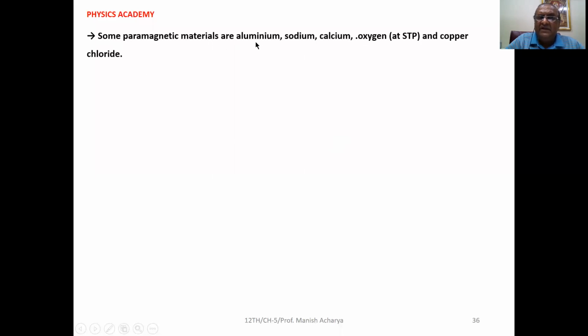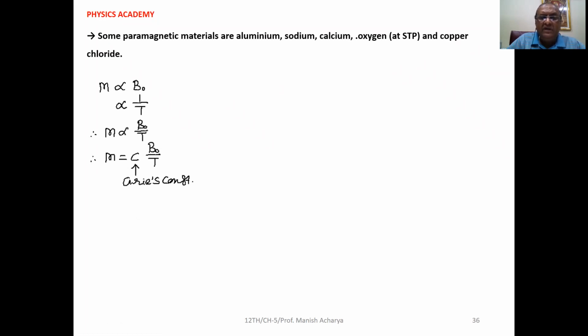Now, some paramagnetic materials are aluminium, sodium, calcium, oxygen at STP, and copper chloride. Now, experimentally, we can observe that the magnetization of a paramagnetic substance is directly proportional to the intensity of the external magnetic field. As we increase the external magnetic field, more and more magnetic dipole moments will align in the direction of the field. So, as the number of dipole moments aligned in a particular direction increases, we can say the magnetization of that substance is increasing.